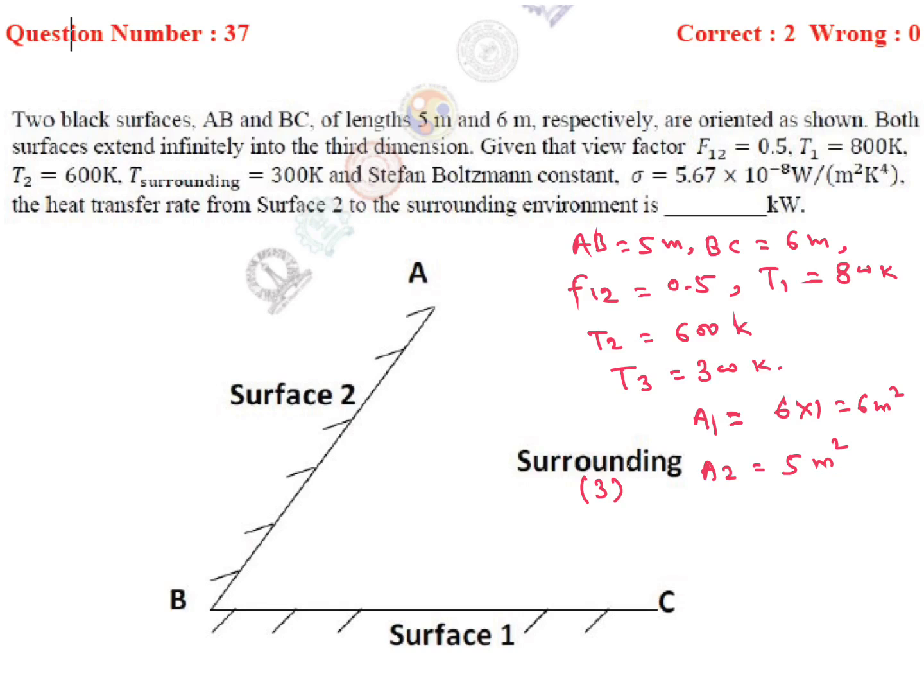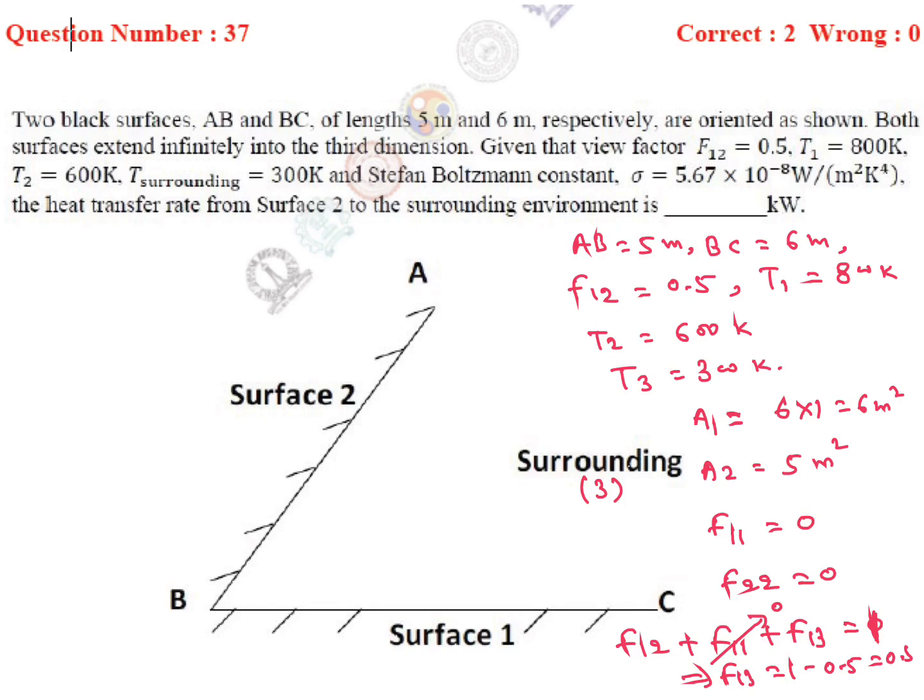So F11 equal to 0, F22 also 0, flat surface. So F12 plus F11 plus F13 equal to 1, it should be 1. F11 is 0, F12 is given, so F13 equal to 1 minus F12, which is 0.5. So you will get F13 equal to 0.5.